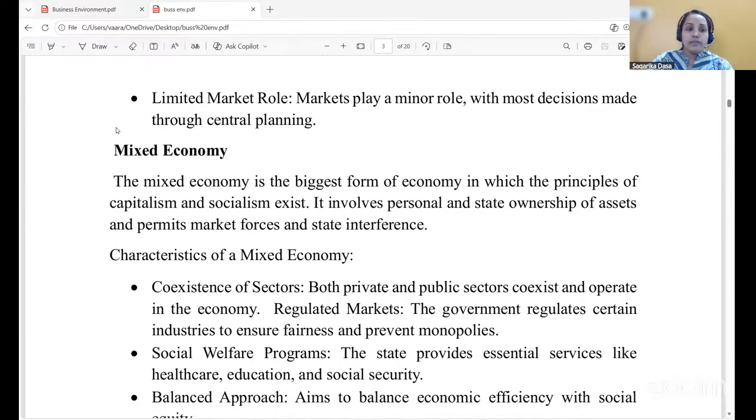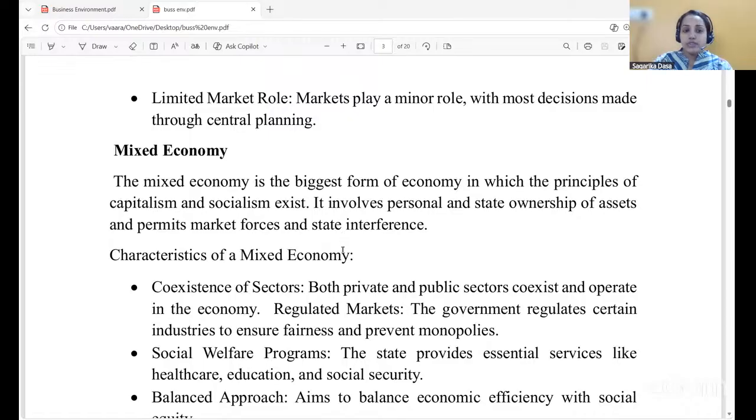And the last one we have is the mixed economy. The mixed economy is the biggest form of economy, in which the principles of capitalism and socialism both exist. So they follow both capitalism and socialism. It involves personal and state ownership of assets and permits market forces and state interference. It is a combination of both the market as well as the government having authority over the production and sales of the entire business organizations.